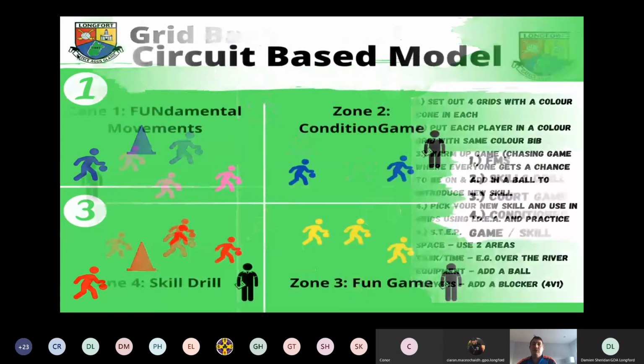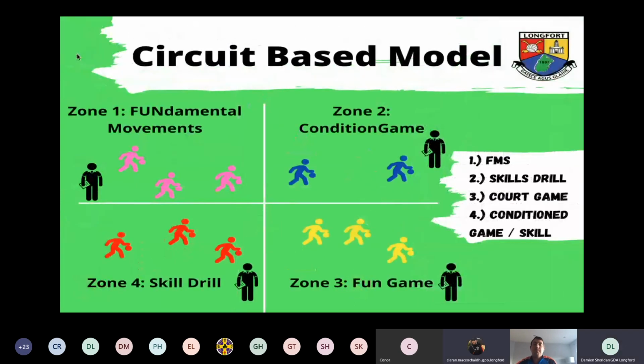So Kieran's going to nip on to the next one there now. Thanks, Paddy. So not dissimilar to your grid model, the circuit-based model would have 4 stations, maybe 5 stations, depending on your numbers. So large number of players this can cater for, but you'd need at least 4 coaches. So the likes of Damien, Kathleen and Carol there, who put in the chat earlier on, they had big numbers, but they had big number of coaches as well. So divide them into 4 different groups.